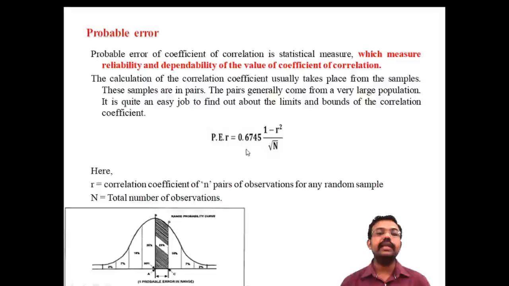That is why in the formula we can see probable error equal to 0.6745 into (1 minus R square) divided by root n. R square means the coefficient of correlation square. R is the coefficient of correlation, N is the total number of observations. That is the probable error, the reliability and dependability of the value of the coefficient of correlation.